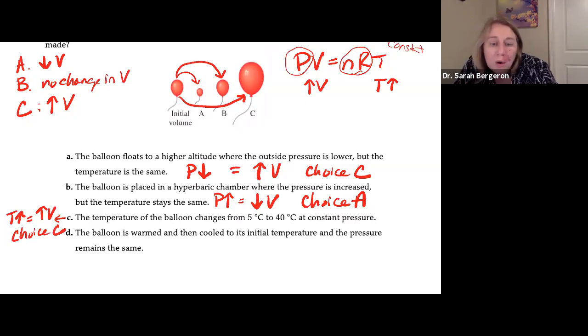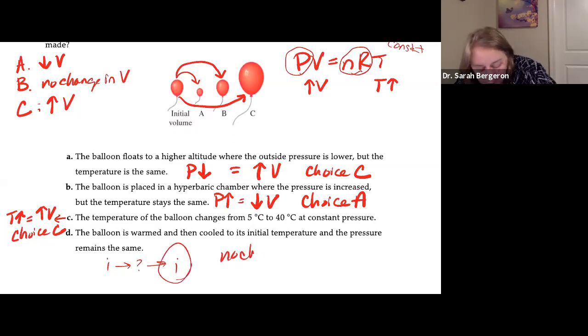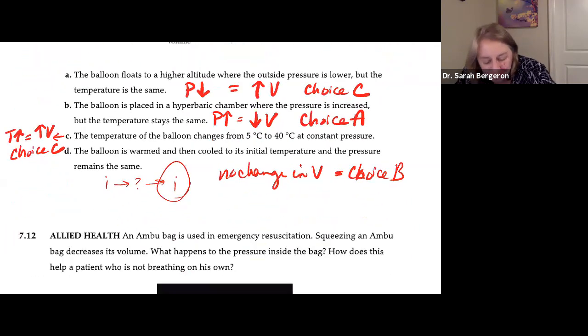D, the balloon is warmed and then cooled to its initial temperature and the pressure remains the same. If you started at an initial and your initial gets changed to some number, then we go back to our initial, all of our initial conditions are true. So there's going to be no change in volume. So that's our choice B. Okay. All right, let's see.